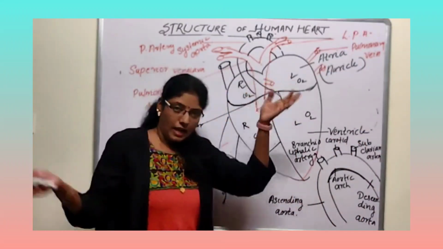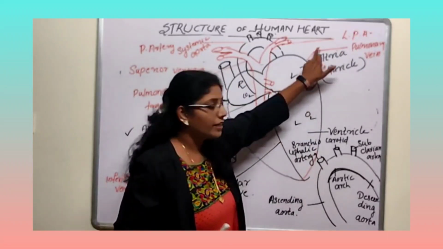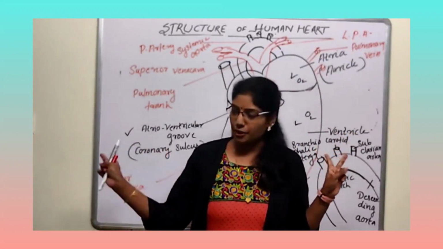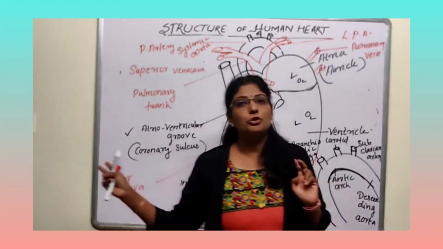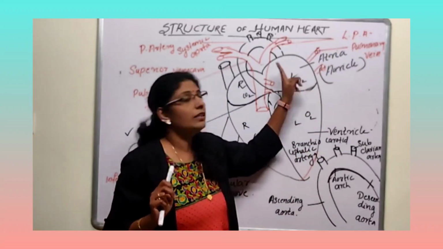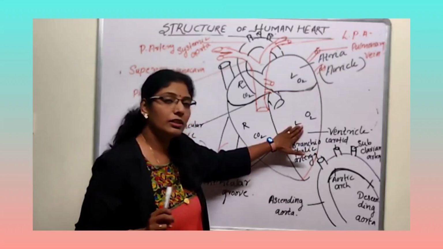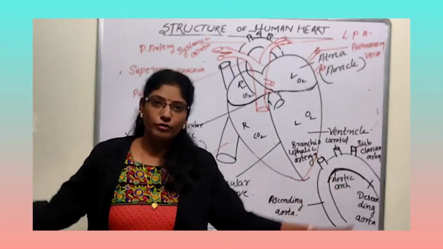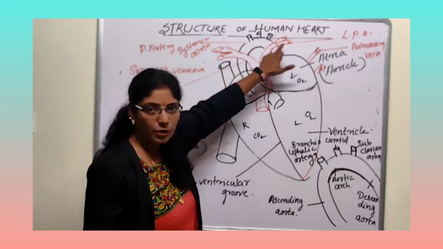Then after purification from the lungs, pulmonary veins are there. Two pairs are there: two from this lung and two from this lung. It will carry the pure blood to left atria. Then from the left ventricle, this pure blood is going all over the body. That is taken by systemic aorta.